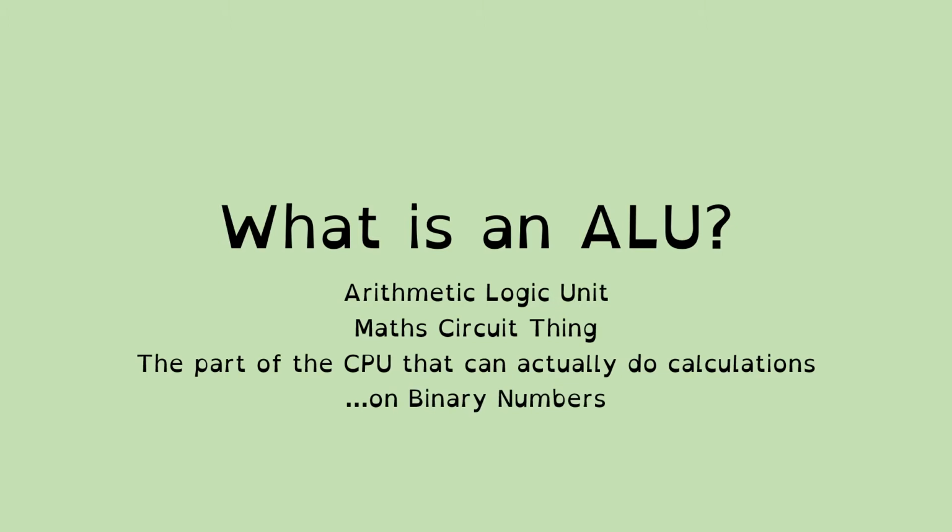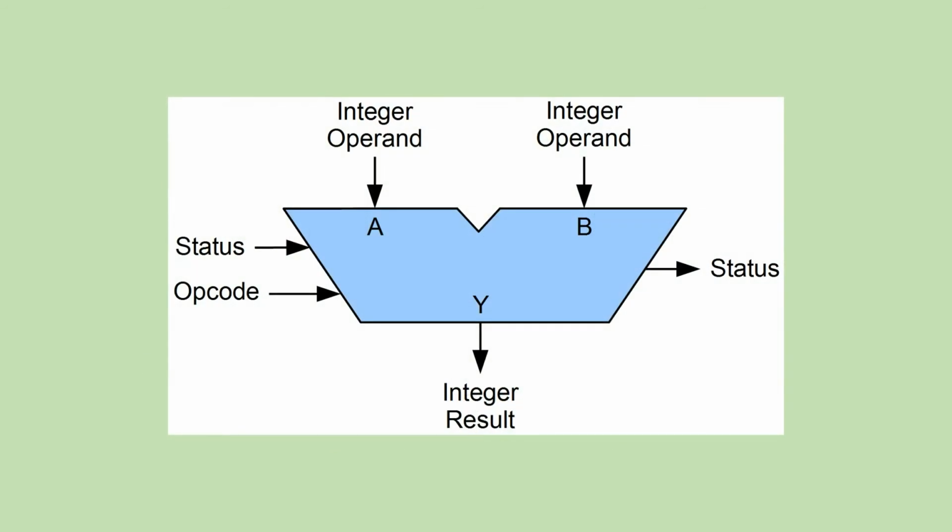Okay, it works on binary numbers. We need to remember that. That's fairly obvious. Typically, they have two inputs and one output. I'll put a mental asterisk against that one output because there's actually some other output stuff as well. Let's have a look at a typical diagram for an ALU. ALUs are often shown as being this kind of fat V shape.